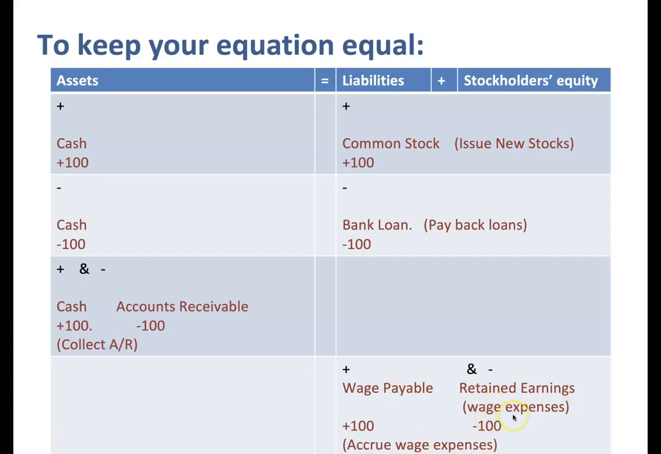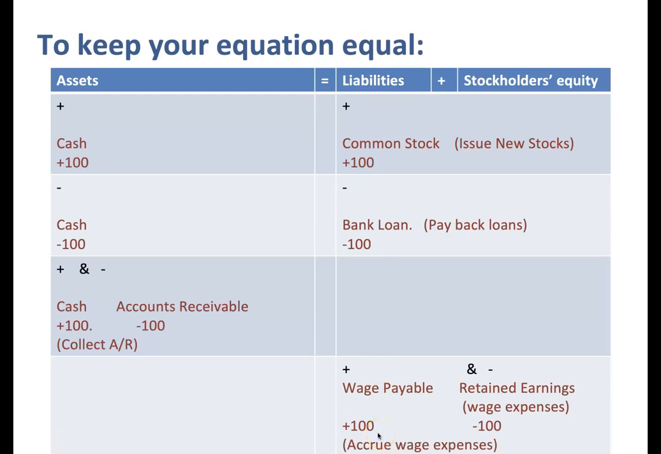Now when we increase wage expense, it's not in our balance sheet, right? Revenue and expenses are in the income statement. The only way it enters the balance sheet is that expenses reduce the cumulative wealth that the shareholders have, because you spend on something. So wage expense basically decreases retained earnings. And wage payable is under liabilities, so wage payable will increase.